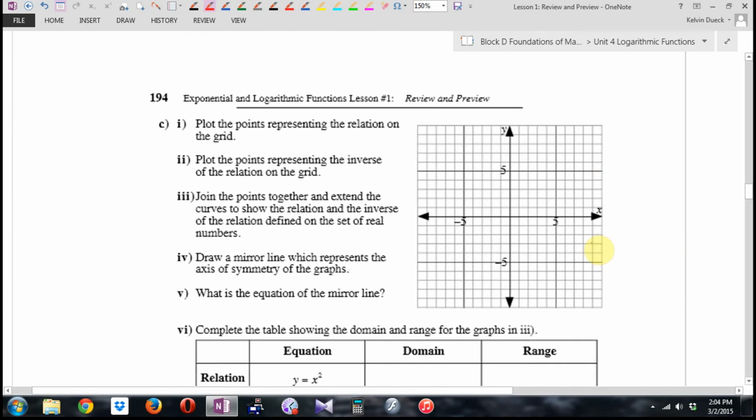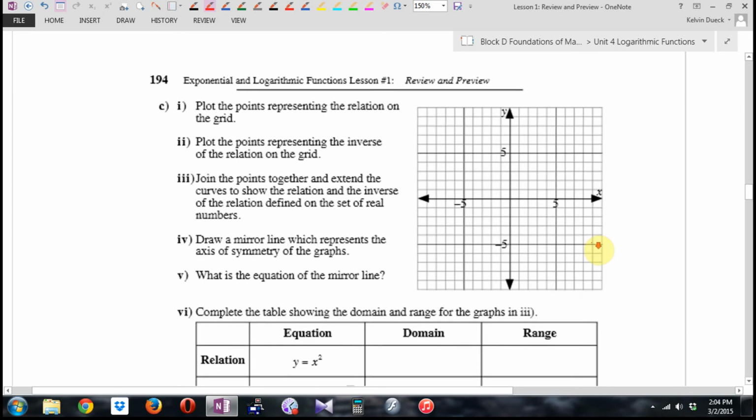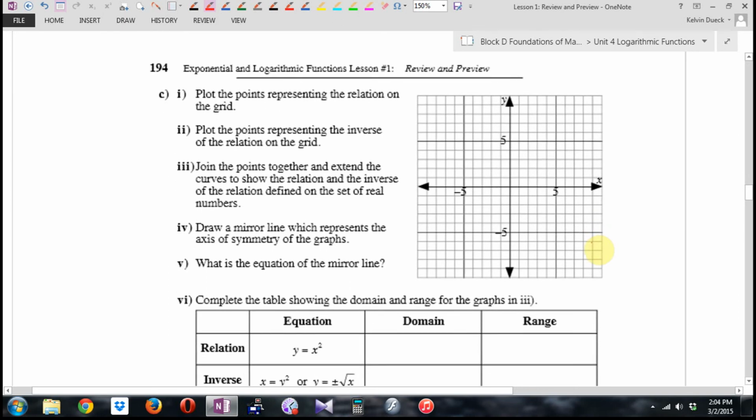Turn the page. It says, plot the points representing the original relation on the grid. Now, the original relation was when x is 2, we're 4 up. When x is negative 2, we're 4 up. When x is 3, we're 9 up. When x is negative 3, we're 9 up. Right?